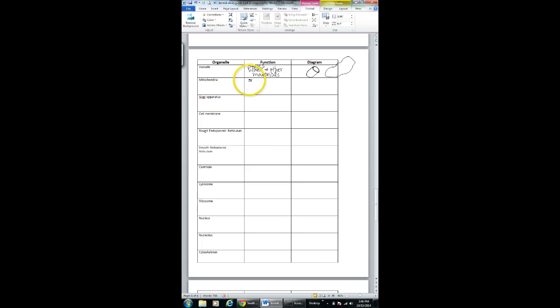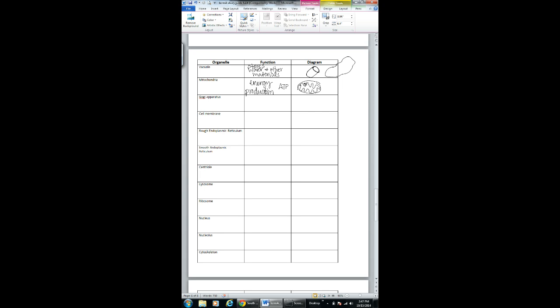Mitochondria, this is where cellular respiration takes place, and this is where oxygen is turned into carbon dioxide and energy is produced. So energy production. And we talked a little bit about ATP with active transport, and this is where ATP comes from, is made. And it looks like this, and it has a whole bunch of surface area for lots of chemical reactions to take place.